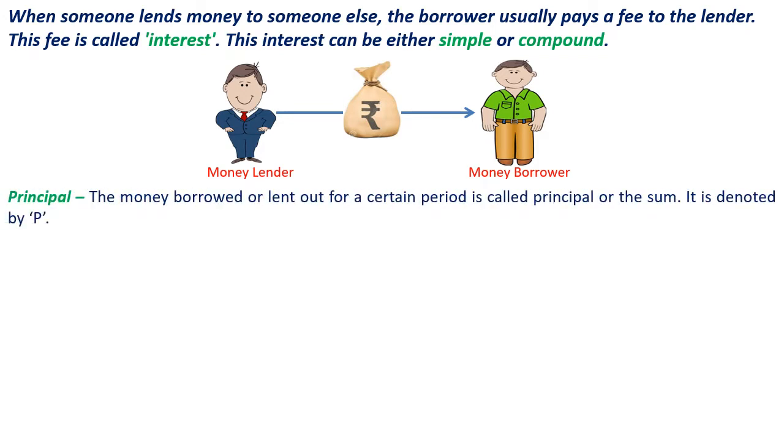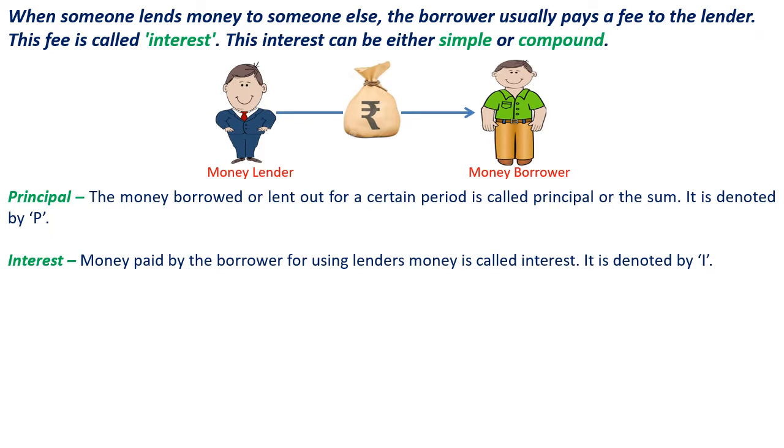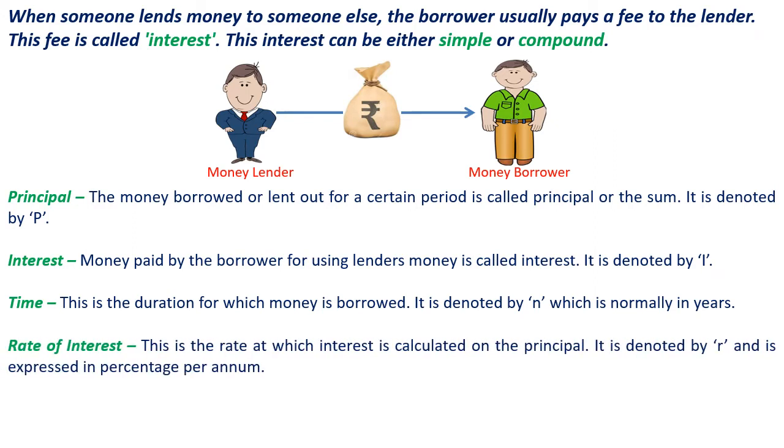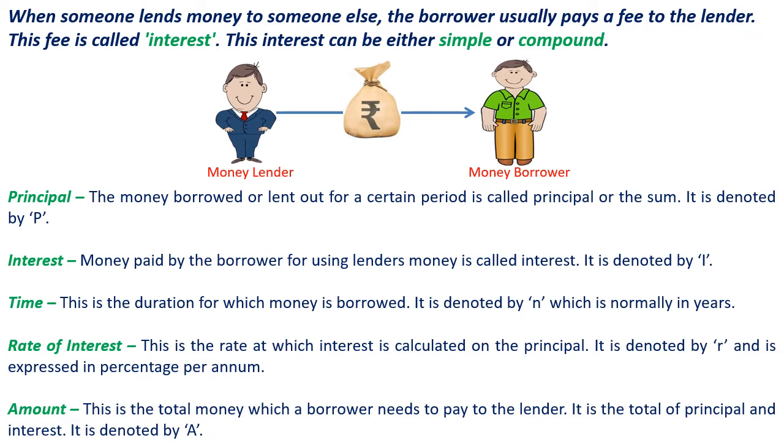The very first, what is principal? The money borrowed or lent out for a certain period is called principal or the sum. What is interest? The money paid by the borrower for using the lender's money is called interest. Time: this is the duration for which money is borrowed. Rate of interest: this is the rate at which interest is calculated on the principal. Amount: this is the total money which a borrower needs to pay to the lender. It is equal to the addition of principal plus interest.